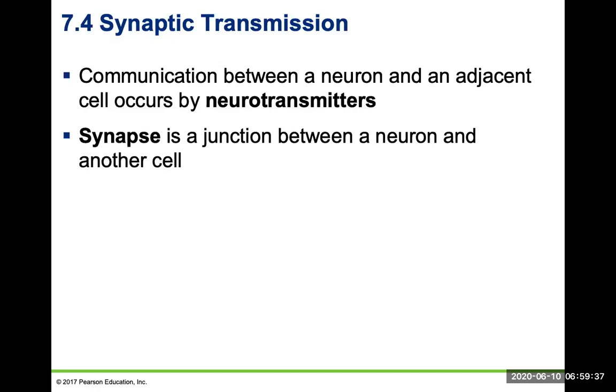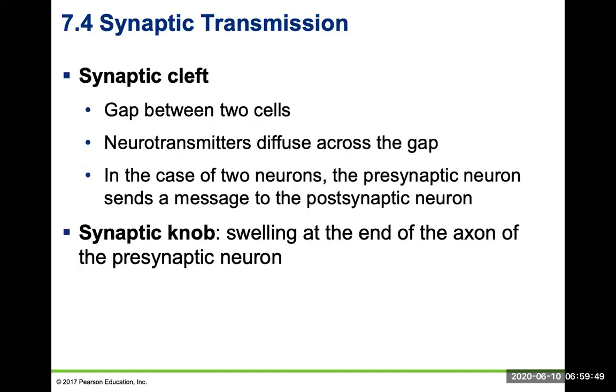Synaptic transmission, this is communication between a neuron and an adjacent cell, and it occurs by what we call neurotransmitters. The synapse is the junction between the neuron and another cell, and the synaptic cleft is just the gap between the two cells. Neurotransmitters will diffuse across this gap to continue the transport of that signal. And the synaptic knob is a swelling at the end of the axon of the presynaptic neuron.